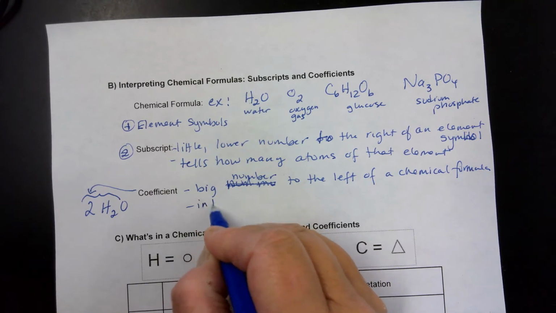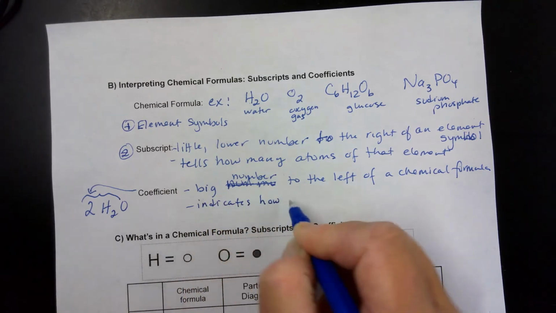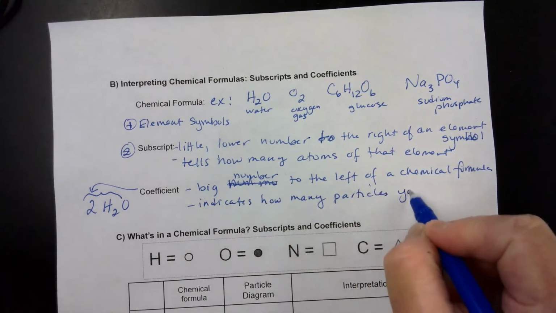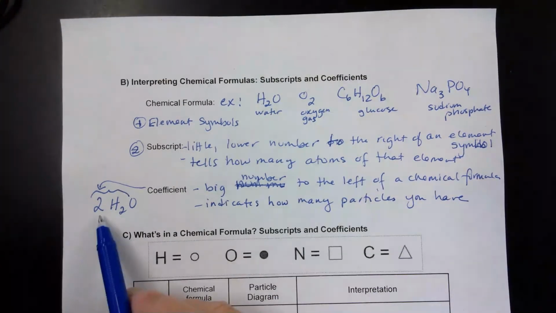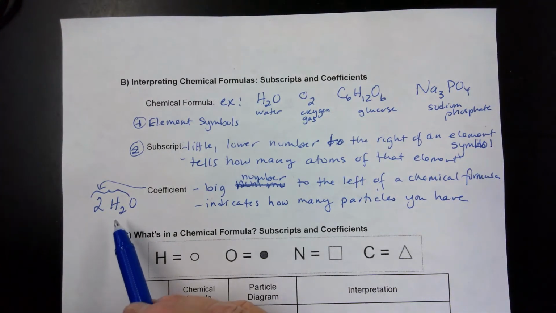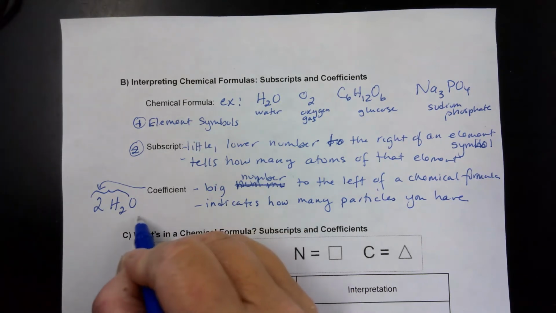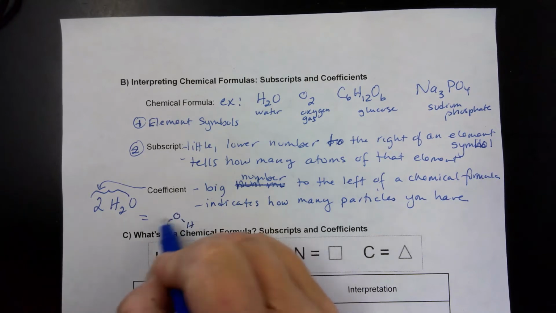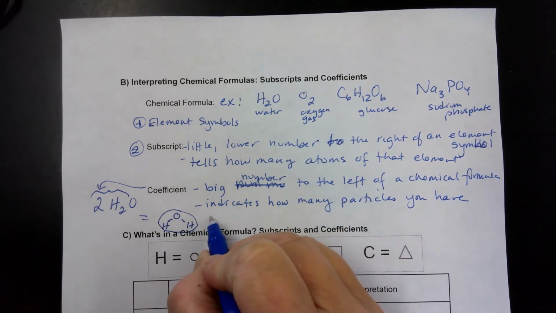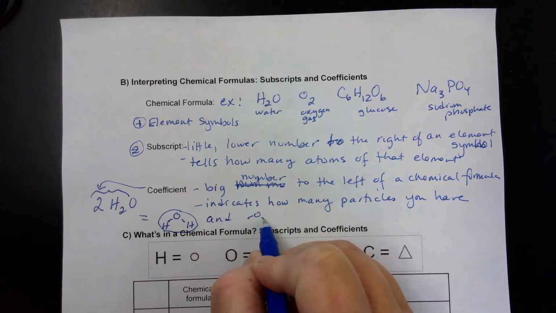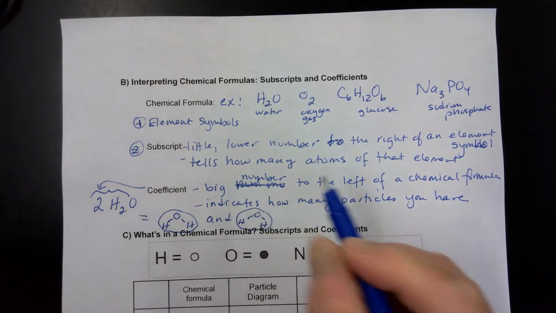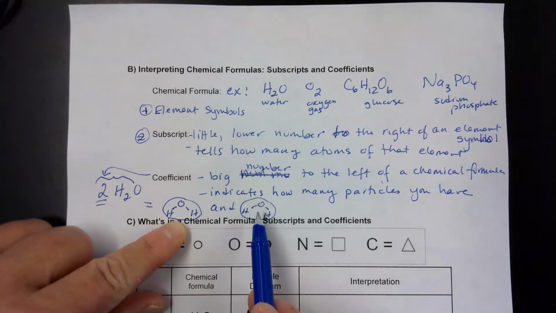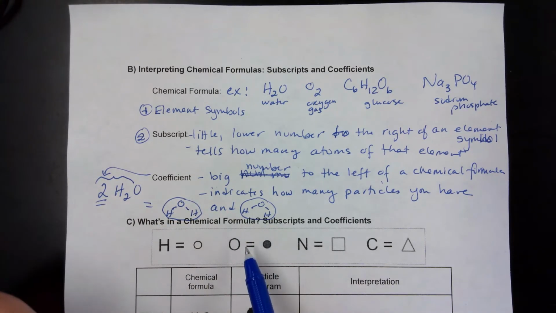What this number does is it indicates how many particles you have. So when we say 2 H2Os, what we are saying is, if this is one H2O, that's one H2O molecule, you are also going to have a second one, like so. Okay, so when you have a 2 in front of the H2O, it's saying that you have 2 of those individual molecules of that compound.